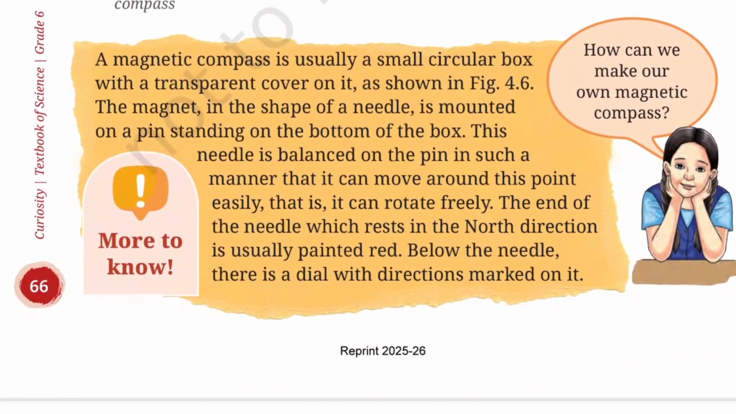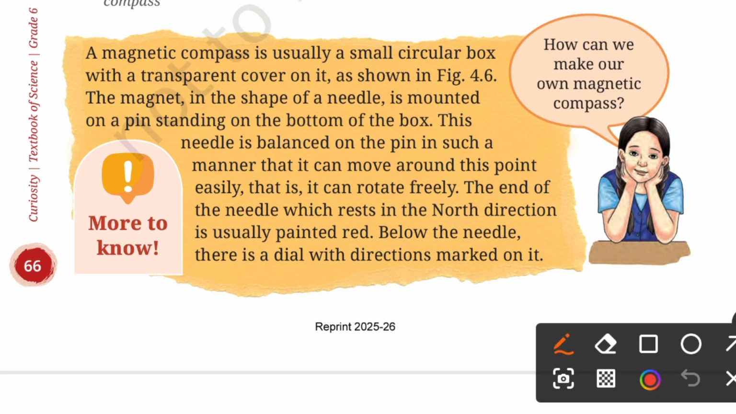A magnetic compass is usually a small circular box with a transparent cover on it. The magnet in the shape of a needle is mounted on a pin stand at the bottom of the box. This needle is balanced on the pin in such a manner that it can move around its point easily. That is, it can rotate freely. The end of the needle, which rests in the north-south direction, is usually painted red. Below the needle, there is a dial with directions marked on it.